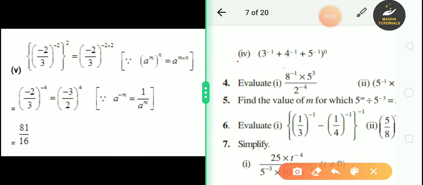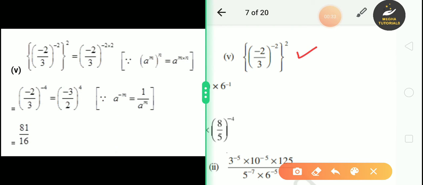Question number 4: (3 raised to minus 1 plus 4 raised to minus 1 plus 5 raised to minus 1) raised to 0. No need to solve this question, you can observe that the whole bracket is raised to 0. We know that anything raised to 0 is equal to 1, so you can write this law and write directly, the answer is 1. You have to write the law a raised to 0 is equal to 1.